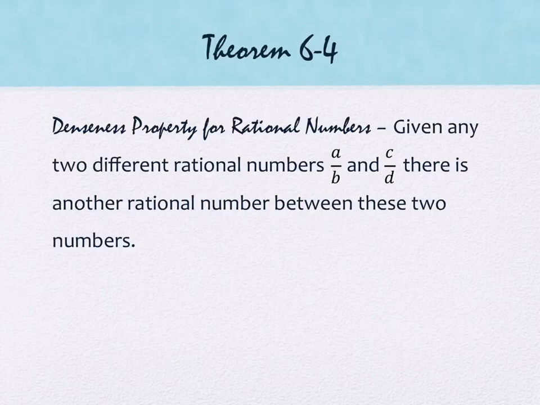All right, there is a property called the denseness property for rational numbers. And it says the following. If you have any two rational numbers, a over b and c over d, there's always another rational number between them.